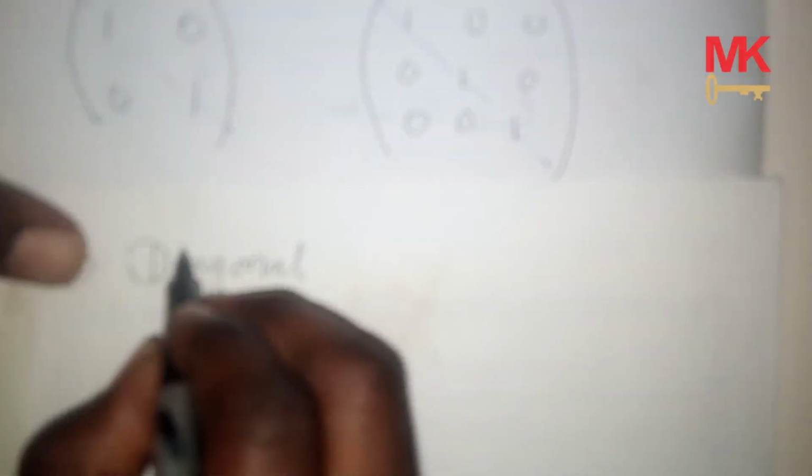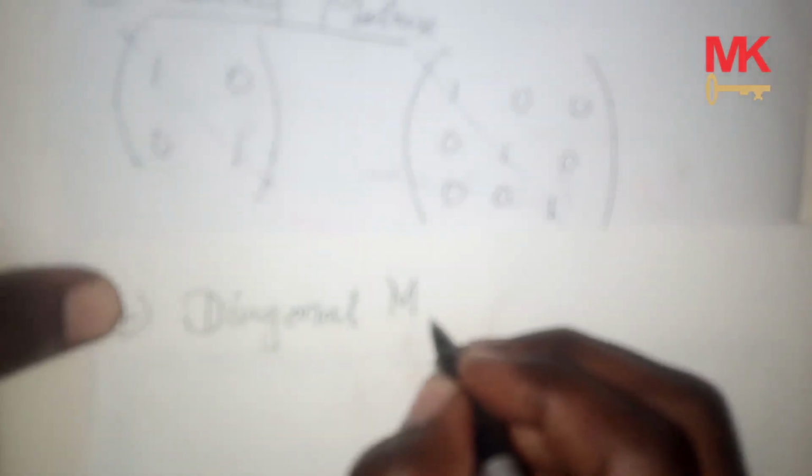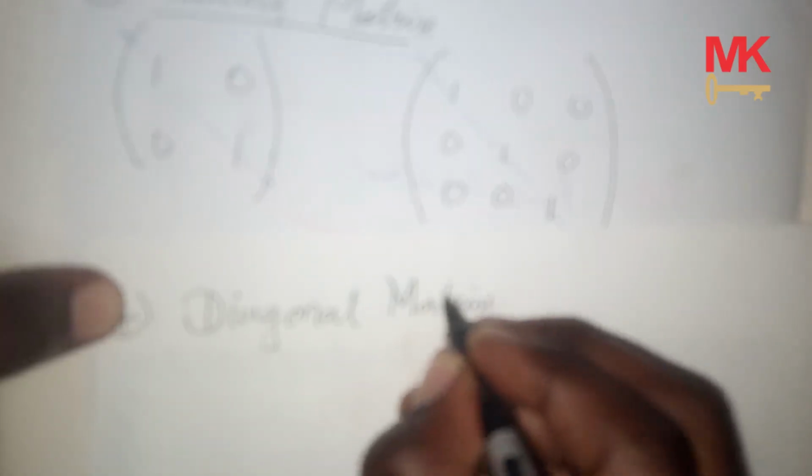Sorry about the camera. The diagonal is so blurry. I don't know why it's appearing blurry. So the diagonal matrix. Why is this thing blurry?